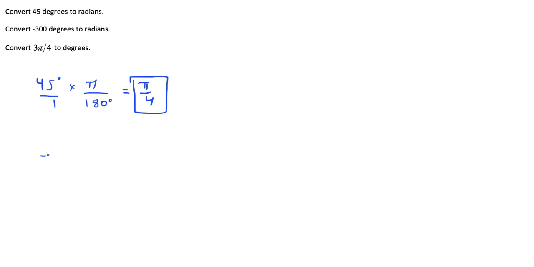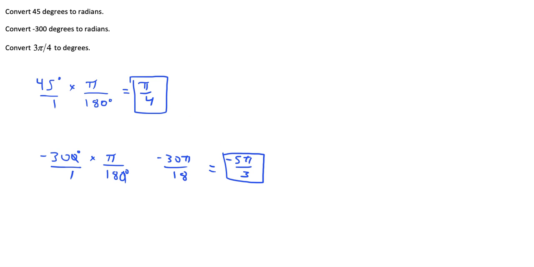So 45 degrees is equivalent to pi over 4 radians. Similarly, the negative 300 degrees, we do the same thing. Anytime we go from degrees to radians, we just multiply by pi divided by 180. Now, of course, you do want to keep track of the negative, and you want to simplify as much as possible. One of the zeros should cancel out here, so we get negative 30 pi over 18. We can divide each of these by 6 in order to simplify. 6 goes into 30 5 times, 6 goes into 18 3 times, so we get negative 5 pi over 3.